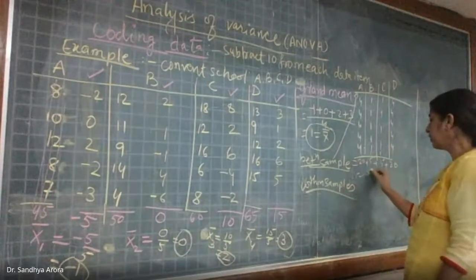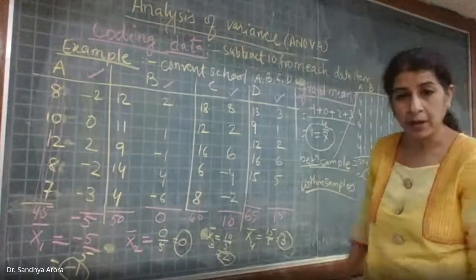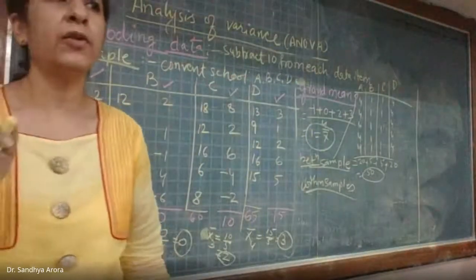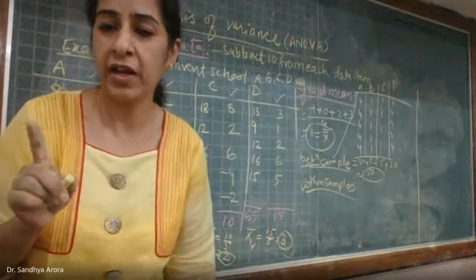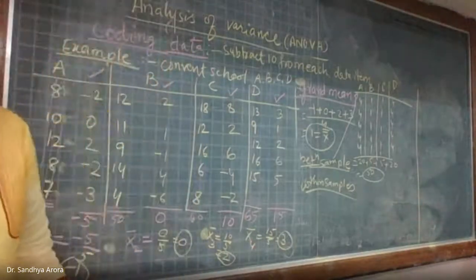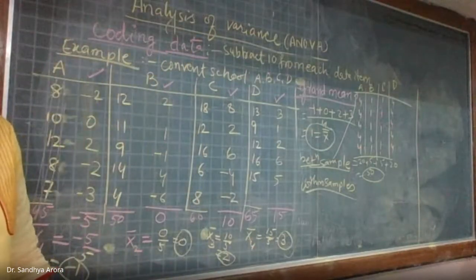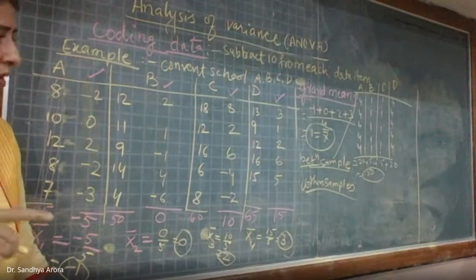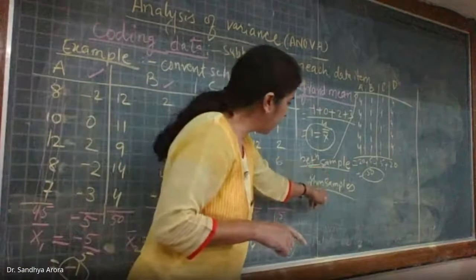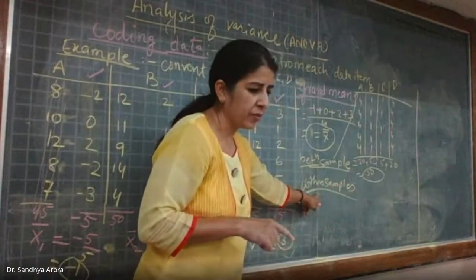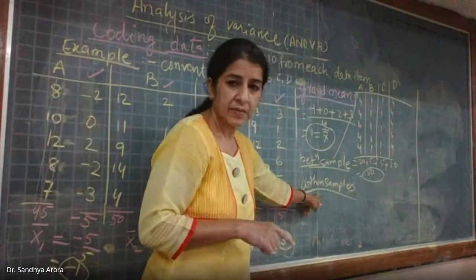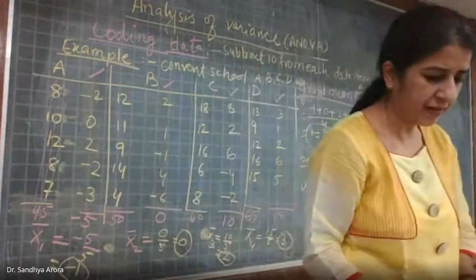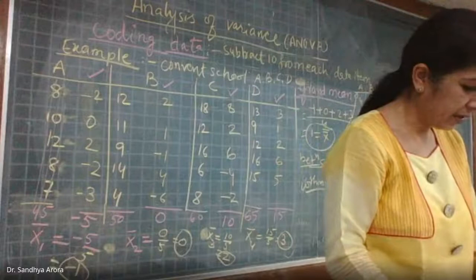How much did you get? 50. The quantity is coming the same. You see, by all three methods the values are coming the same. It means analysis of variance doesn't get affected because of coding of the data. Okay? You calculate between sample, calculate within sample also. Yes? Do it for your practice. We have already done it actually.